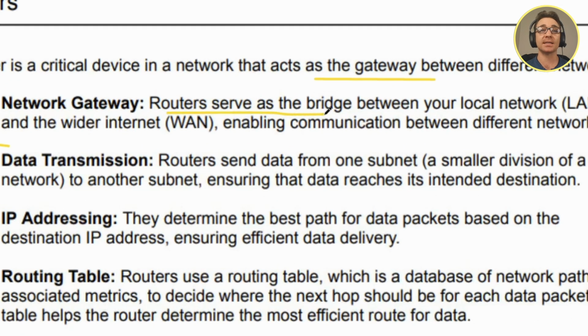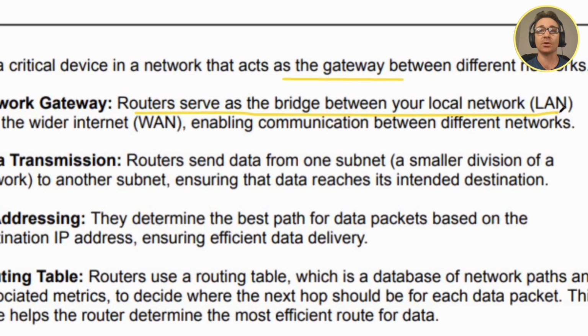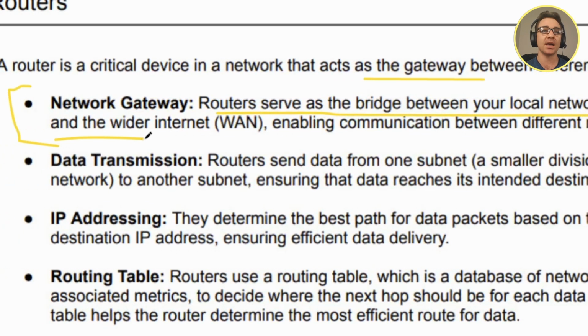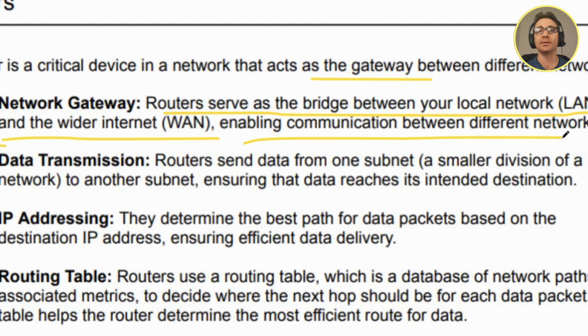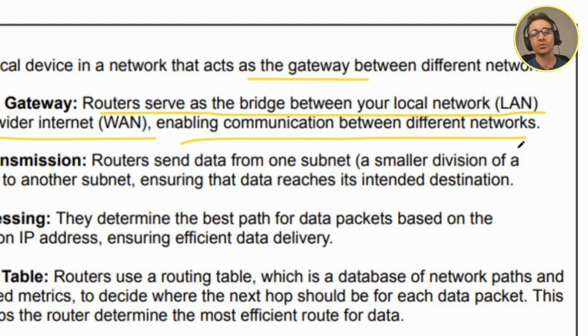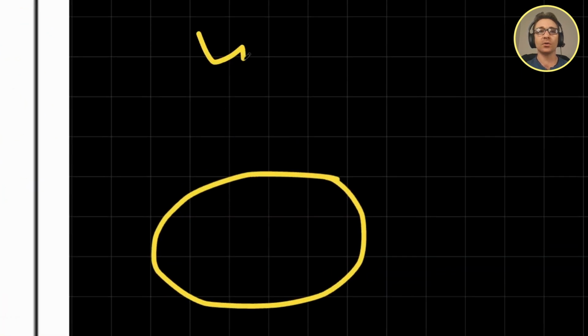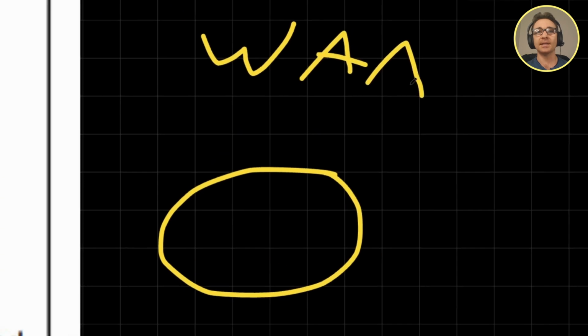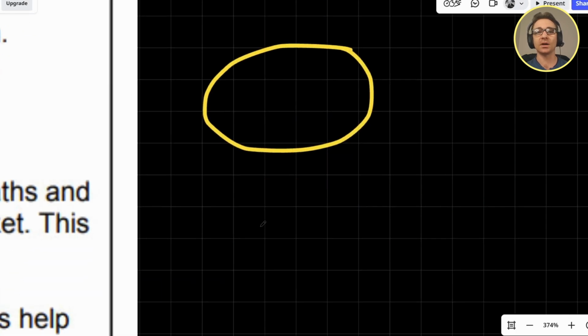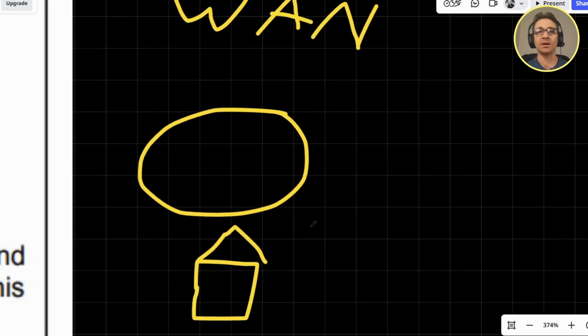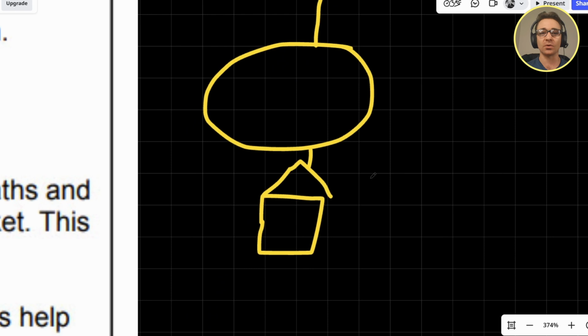So routers serve as the bridge between your local area network, or your LAN, we should be familiar with that term by now, and the wider internet, or the WAN, wide area network, enabling communication between different networks. We'll get specifically into how they do that in an exam objective coming up soon, but just know your router, kind of like this. You've got your wide area network out here. That's everything outside. And then you've got your home, which has all your internal devices, right? The router is what allows the two to talk to each other. Without the router, you cannot connect to the outside world, all right?